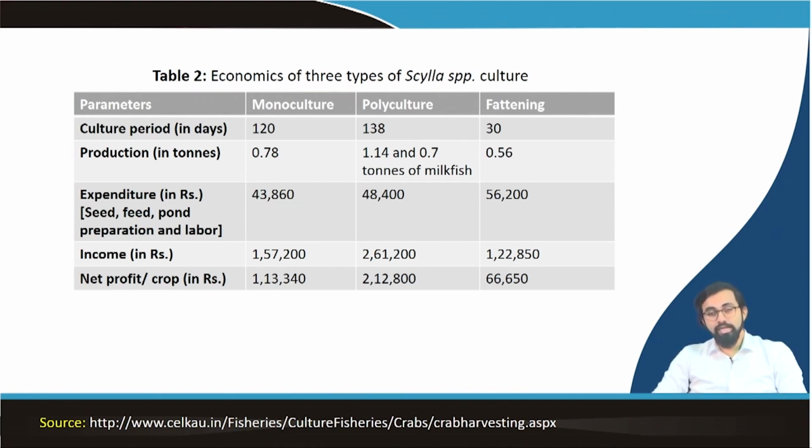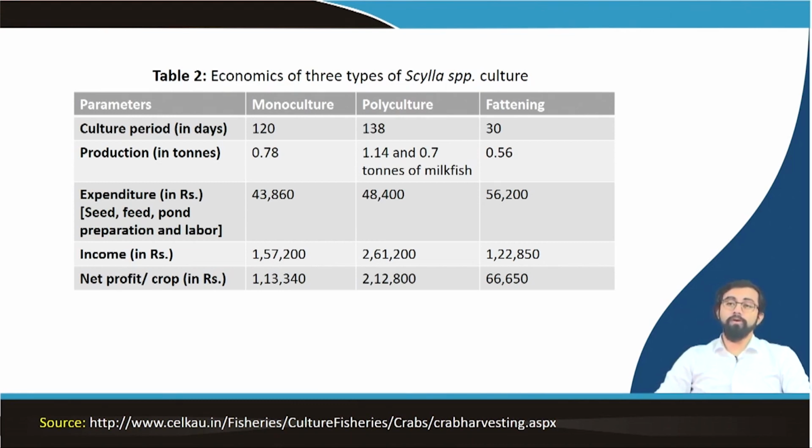In general, if you see the Scylla species, there are 3 types of culture that we discuss here: monoculture, polyculture, and fattening. If you go for monoculture, the culture period is around 120 days, polyculture 138 days, and fattening is around 30 days. The production is maximum in the case of polyculture, definitely, because you are also getting some milkfish out of it, for this particular study.